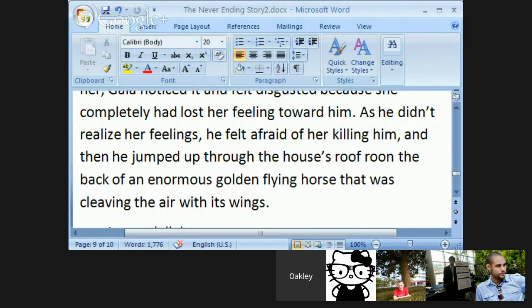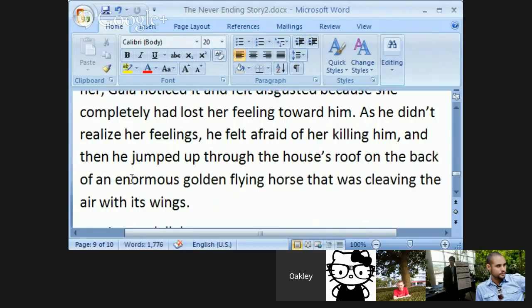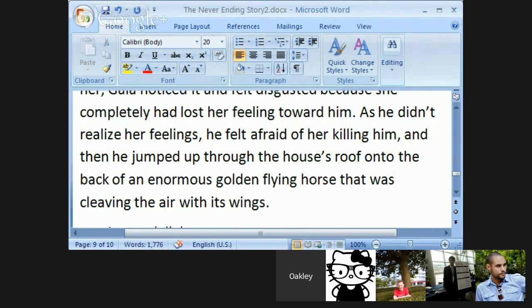Okay. He jumped up through the house's roof on the back. Okay, how about "onto"? Onto the back. Oh, there we go. Onto the back of an enormous golden flying horse. All right, our adjectives are in the correct order here. Enormous golden flying horse. That's right.